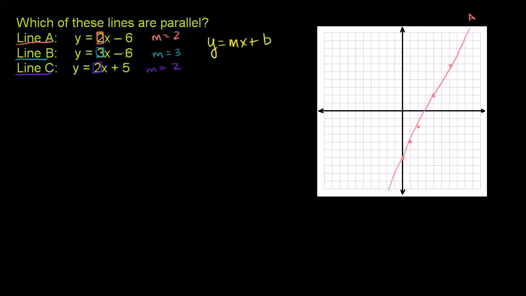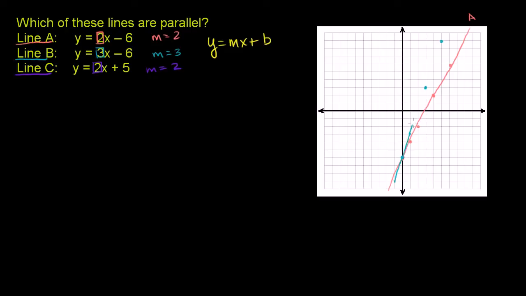Line B, the y-intercept is -6, the point 0, -6. So it has the same y-intercept, but its slope is 3. So if x goes up by 1, y will go up by 3. If x goes up by 2, y is going to go up by 6. 2, 4, 6. So this line is going to look something like this.